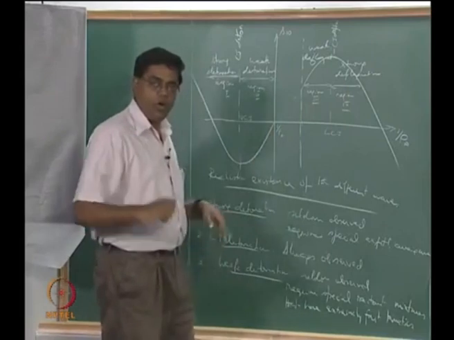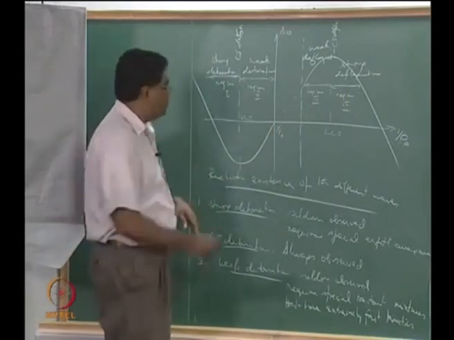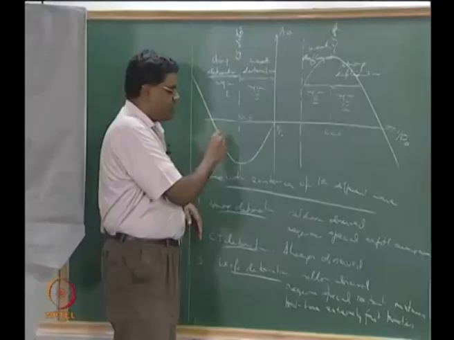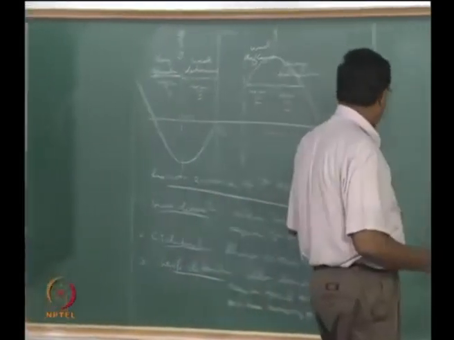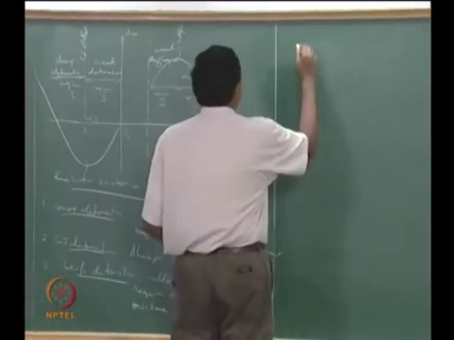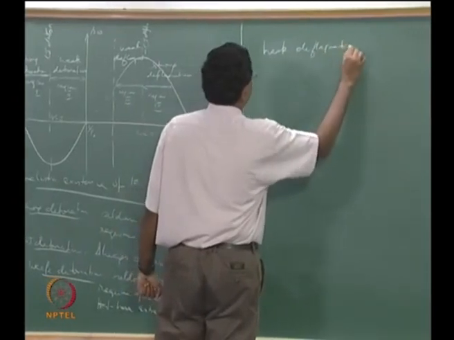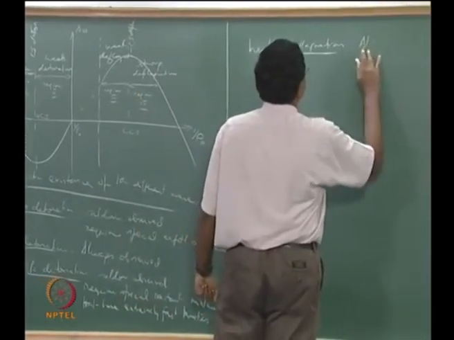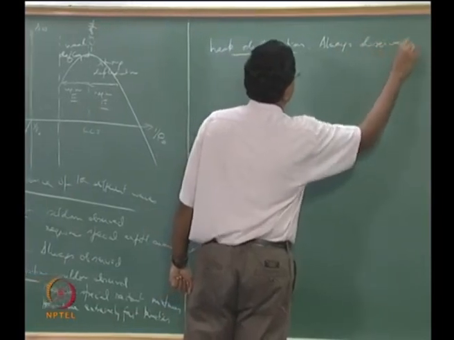So according to what you say, none of this can happen, right? Well, you have to start from here. This is your starting point. So if you were somewhere here, you're still low, right? That's not true. So, talking about weak deflagration: always observed.